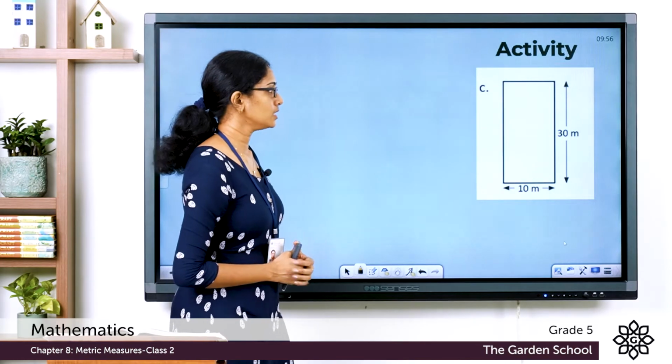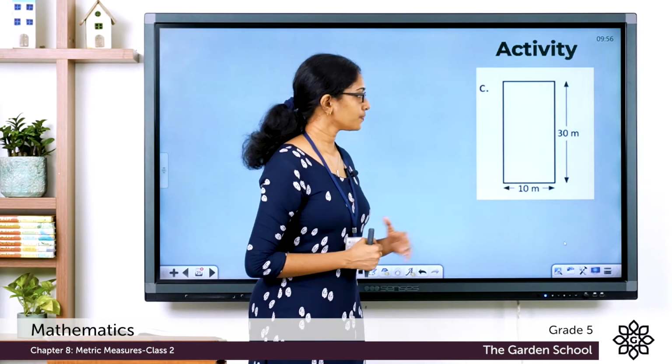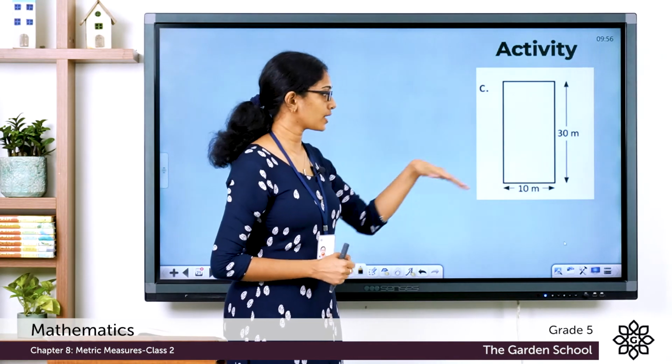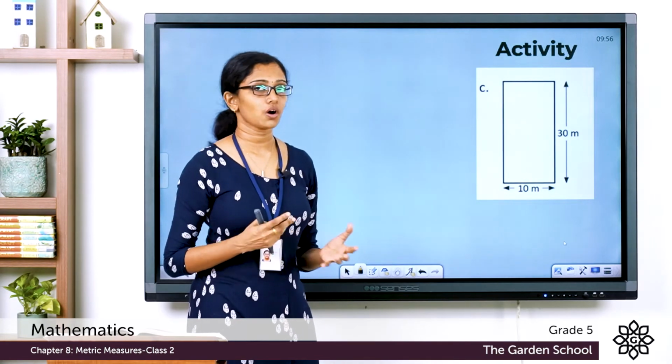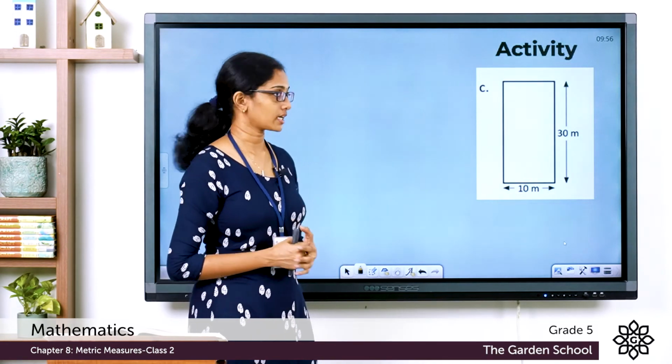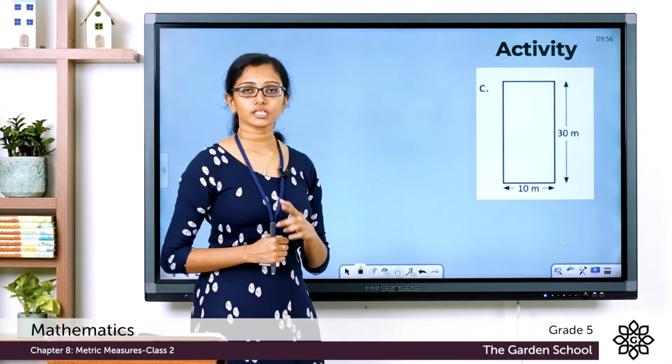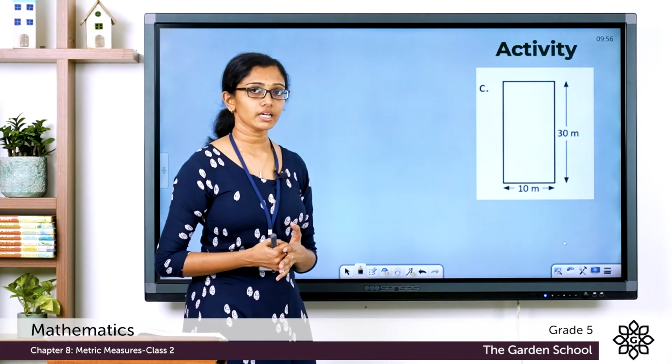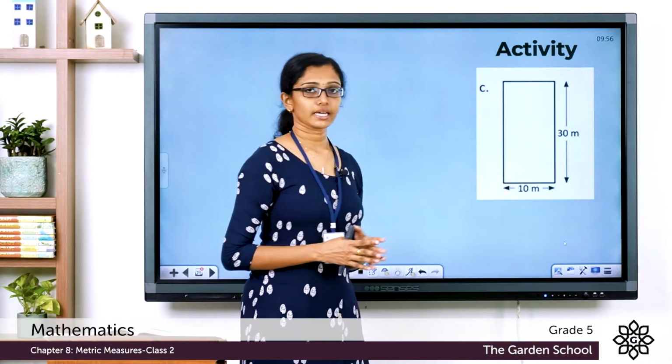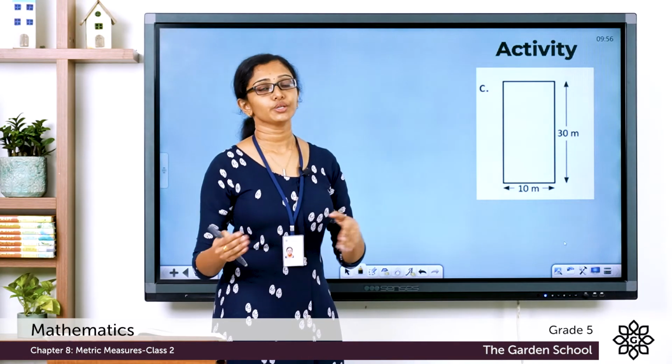Now one more example. Here you have the length 30 meter and the breadth is 10 meter. The longer side is the length of a rectangle. So length is 30 and breadth is 10. So what is the perimeter? It would be 30 plus 10 equal to 40 and that into 2.